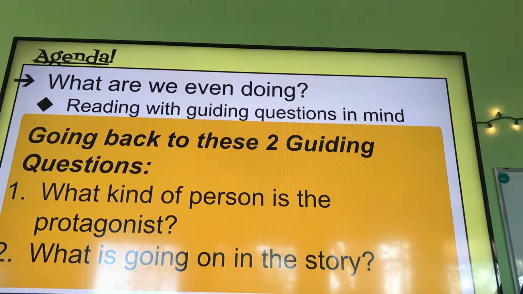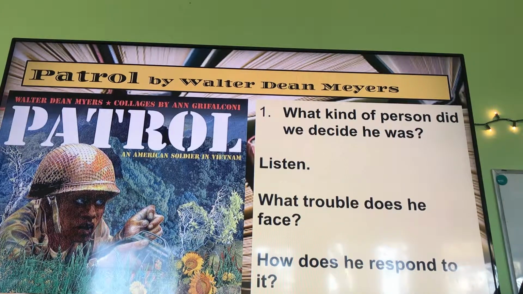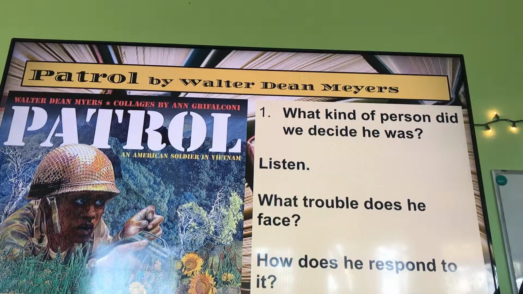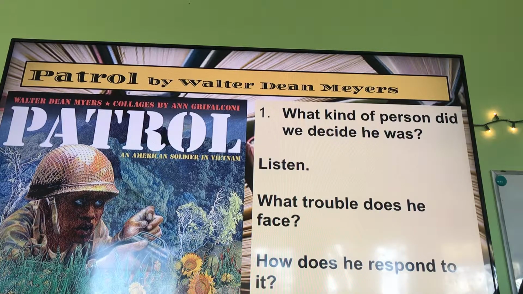Back to this. So we're looking back at what kind of person the protagonist is and what's going on in the story. Those were our first 2 guiding questions. Using Patrol, I'm going to read a little bit more. We read a certain amount of it, and in that first part, if you missed that, go back to lesson 1. In this book, we saw this young U.S. soldier who's in Vietnam, in the jungle, being shot at, shooting at the enemy, talking about the enemy, and we looked at little things that describe what this person is like.